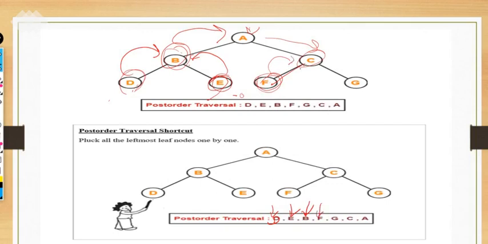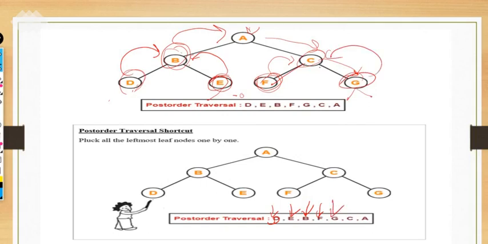Then come back here to the C. Is left covered? Yes, already covered. Is right covered? No. So first we have to come here on the right hand side before writing the C. So G. First we check, is there any left of the G? No. Is there any right of the G? No. Then we have to put the G as the answer here in the sequence.